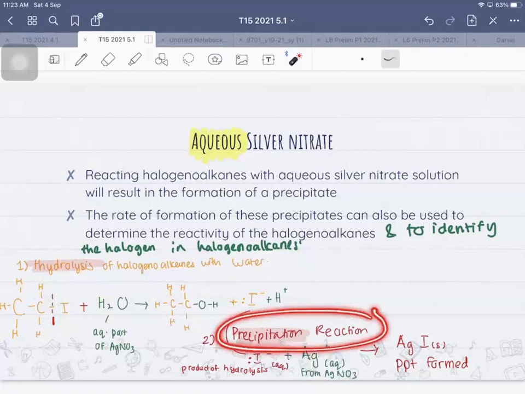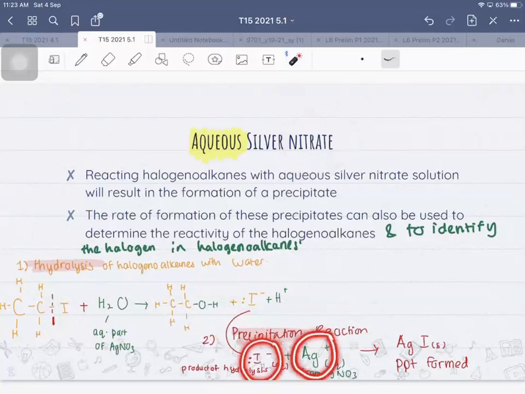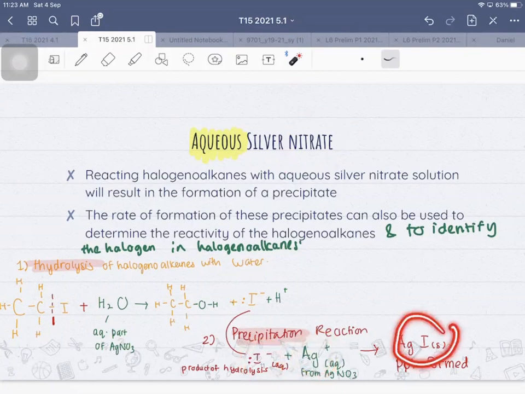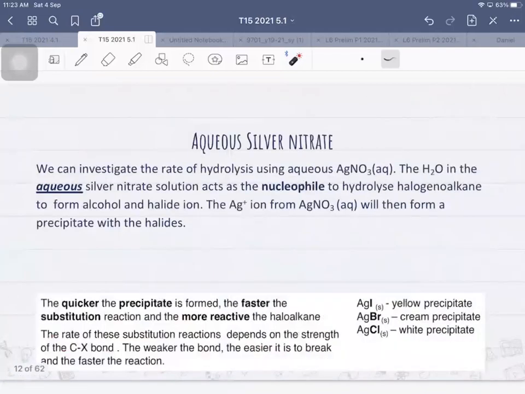Okay. So the second reaction is the precipitation reaction. It is usually shown as an ionic equation. The nitrate ions are just floating in the reaction mixture, so we don't usually show them in the equation. So iodide will react with silver ions to form a silver halide. This can be silver iodide, silver chloride, or silver bromide. Again, they will have their own characteristic colors.